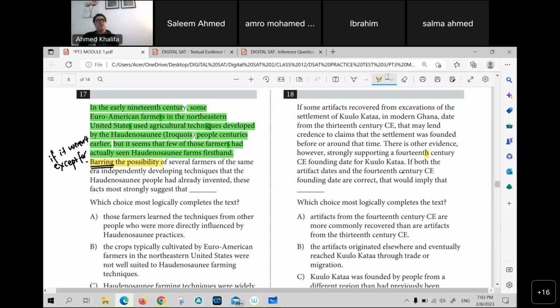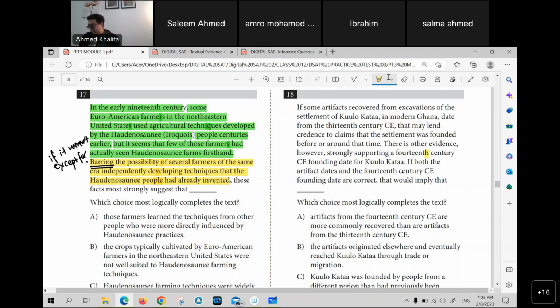Barring the possibility of several farmers of the same era independently developing techniques that Haudenosaunee people had already invented. Those people, even if they developed this kind of farming techniques, did they create it from the very beginning, from scratch? They only developed it. But who created it? Who invented it? The Haudenosaunee people. You understand what I mean? Yes. So again, barring the possibility of several farmers of the same era, like the 19th century, developing techniques that the Haudenosaunee people had already invented. Till here is okay? Yes.